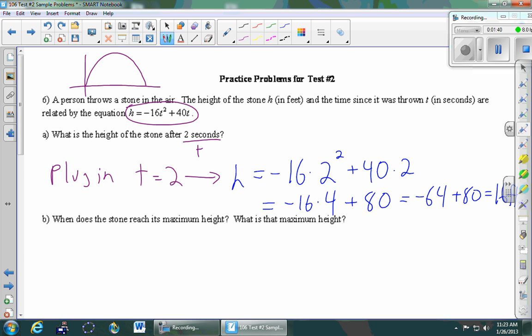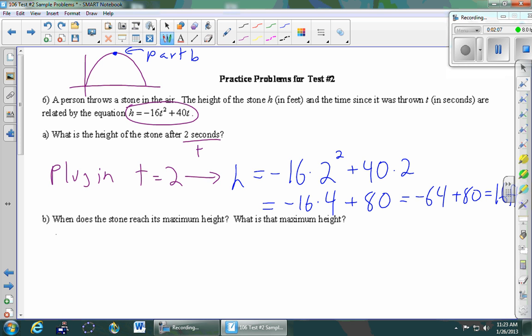And that's comforting because that's kind of what objects do when you throw them up. They come back down. And we're looking for the highest point, the maximum height. So this point right up here is the point that we're interested in for part B. And that point has a special name on a parabola. It's called the vertex. So how do we find the vertex? Well, we use a little formula that tells us exactly where the vertex is.